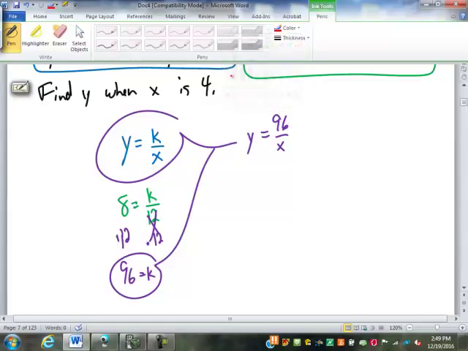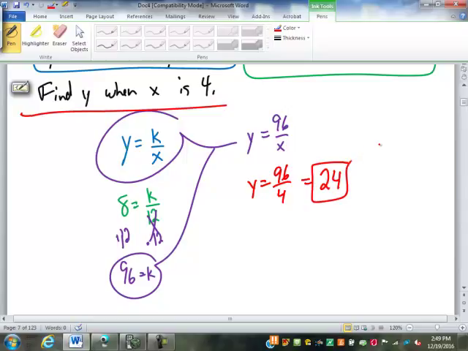And now the last step, find y when x is 4. Put 4 in for the x. What's 96 divided by 4? Y is 24. Any questions?